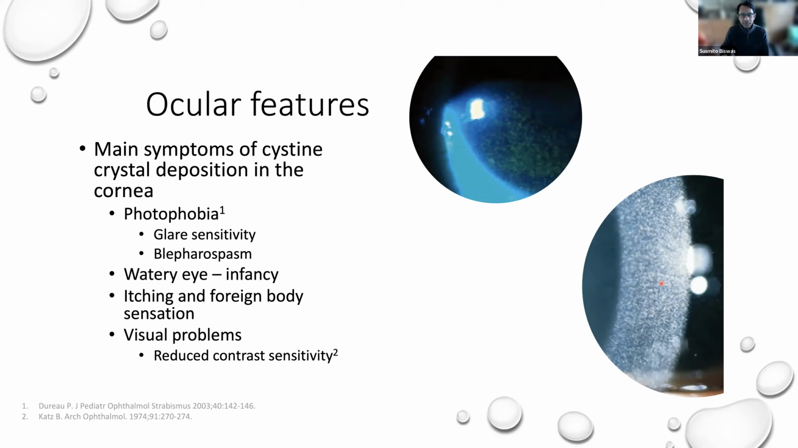In early infancy, it may just appear as a watery eye, and many young children that I see will often complain of itching sensation and a foreign body sensation, something in the eye. And in terms of vision, we know that it reduces some contrast sensitivity. So seeing grey writing against a sort of whitish background can be more difficult, and it can be more challenging in certain lighting conditions.